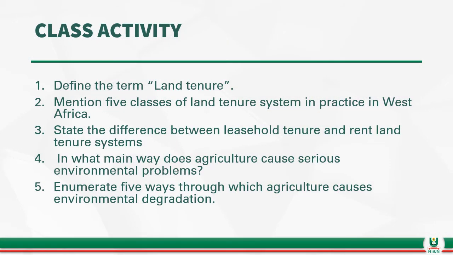So for a short class activity now, what I want you to do is to define the term land tenure. And secondly, mention 5 classes of land tenure system in practice in West Africa. State the difference between leasehold tenure and rent land tenure system. And in what main way does agriculture cause serious environmental problems? What are the adverse effects of agriculture? That's what this question is asking. And I want you to enumerate 5 ways through which agriculture causes environmental degradation. I'll just give you 10 seconds to quickly go over that.